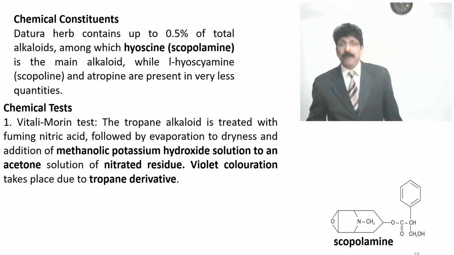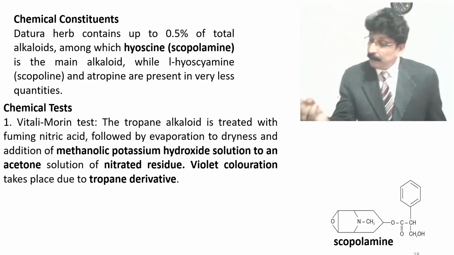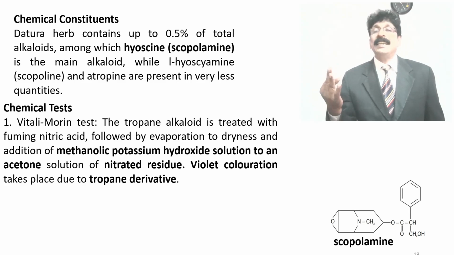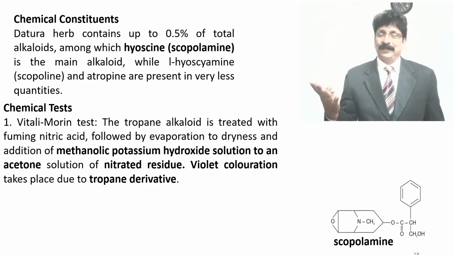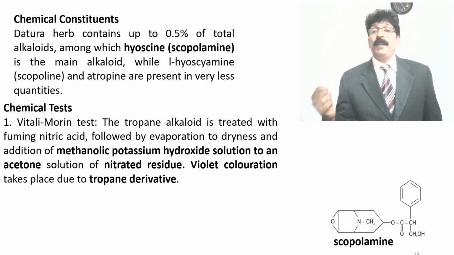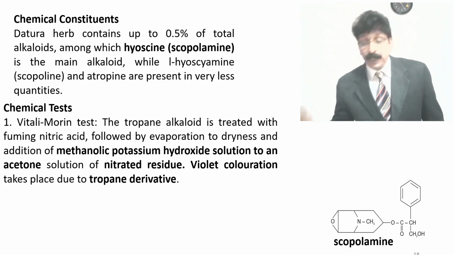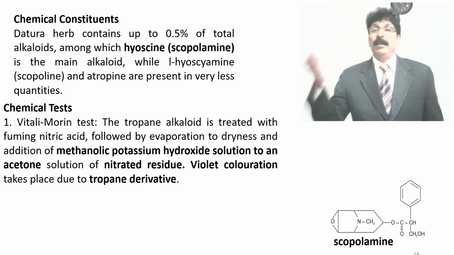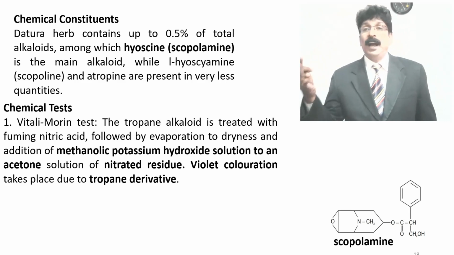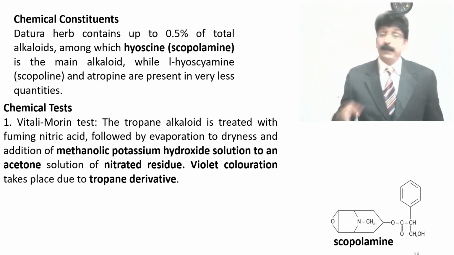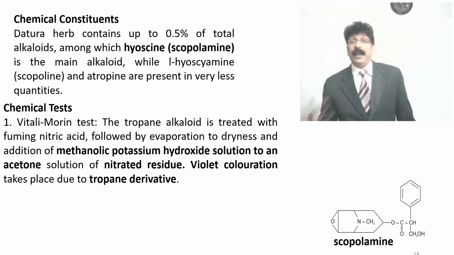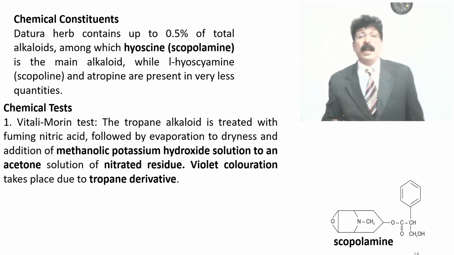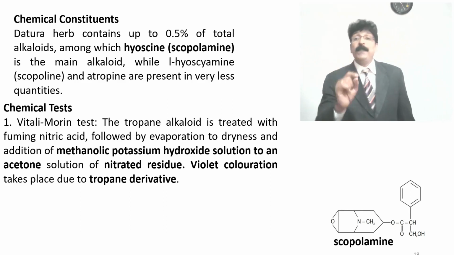Chemical test is very important. We have studied the general chemical tests like Mayer's reagent, Dragendorff's reagent, Wagner's reagent, picric acid, Hager's reagent. These all give precipitates: white precipitate, orange precipitate, yellow precipitate, and you can see a green precipitate. These all will be obtained by the iodides in general alkaloids. But when you see the tropane alkaloids, this one is very important to remember. The students have to make it.